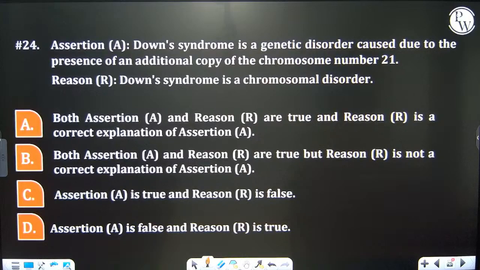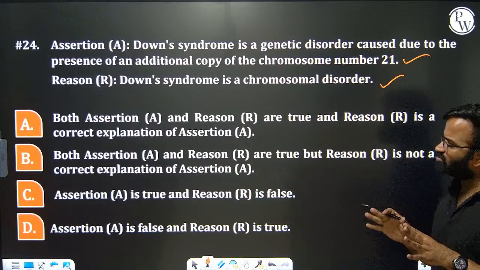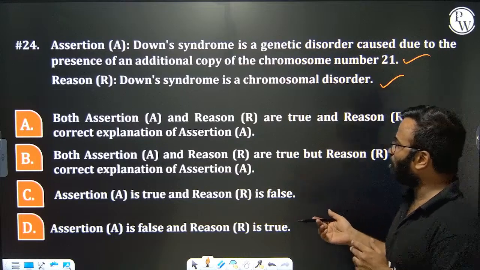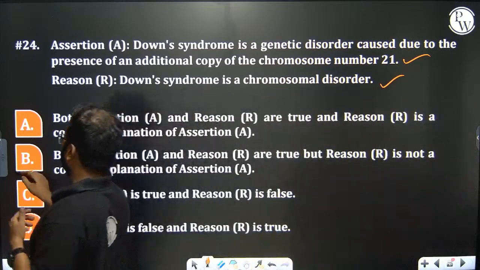Let's see the next question. Down syndrome is a genetic disorder caused due to the presence of an additional copy of chromosome number 21, which is true. Down syndrome is a chromosomal disorder, which is true, but I don't think it is really explaining. Okay, so I would go with B.